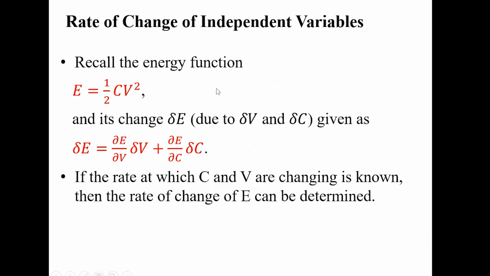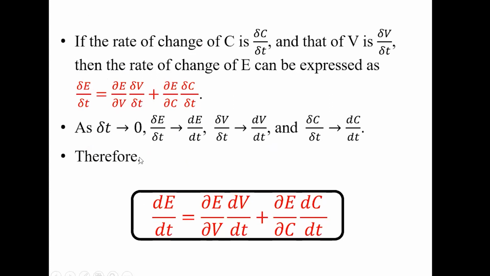The next is the rate of change. Recall again the energy function. If C and V are changing in small ways, recall this equation. In the other one, we were just given that C has changed by this amount and V has changed by this amount, but we didn't really know the rate at which they changed. So if we know the rate at which they are changing, this is another way to approach this.